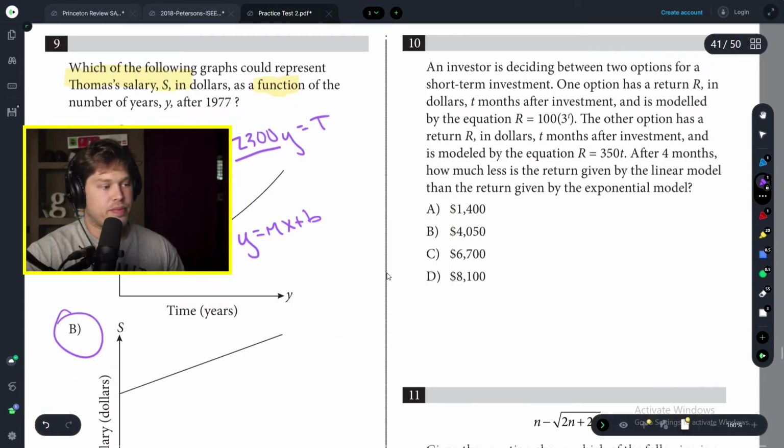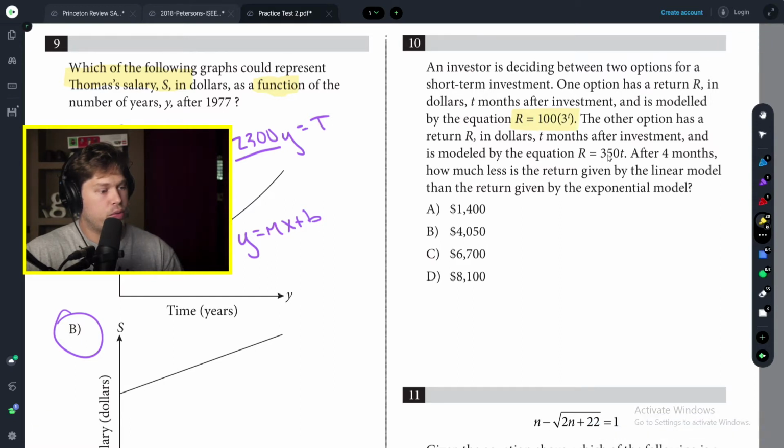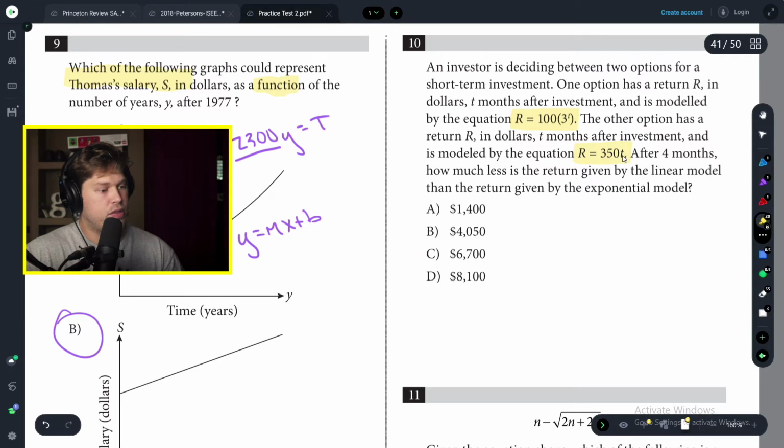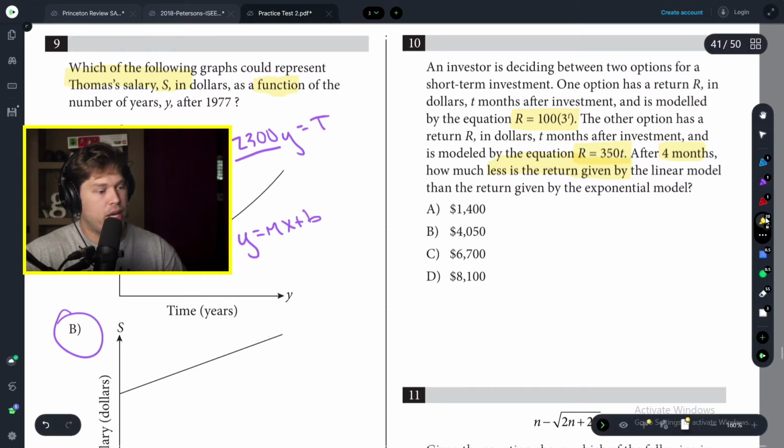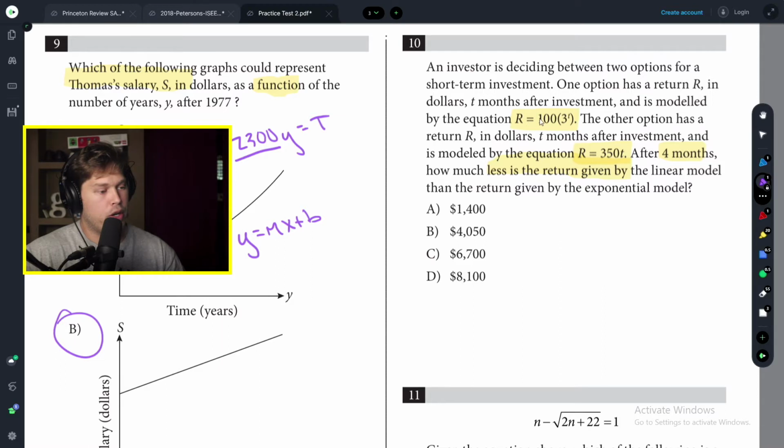Number 10. An investor is deciding between two options for a short-term investment. One option has this return rate, and another option has this return rate. After 4 months, how much less is the return given by the linear model than given by the exponential model? So the first highlighted one is, of course, our exponential, and the second is, of course, our linear. But to figure out how much less they would make, we need to plug in 4 for t.